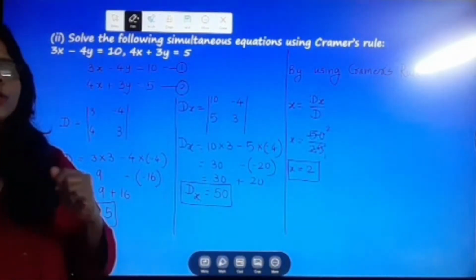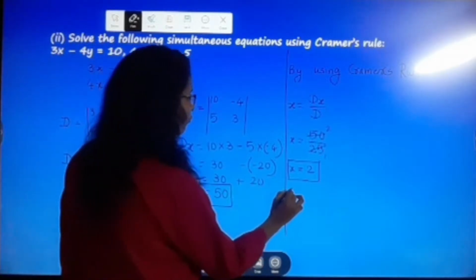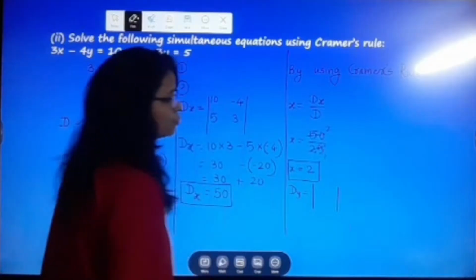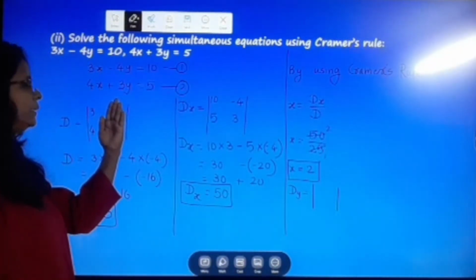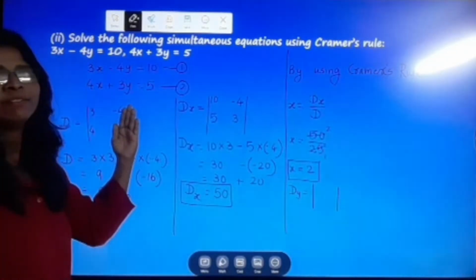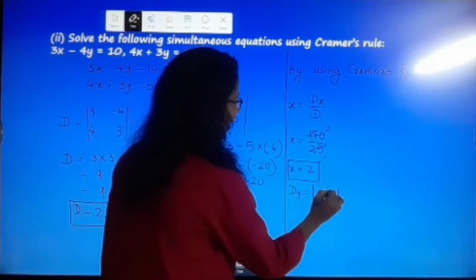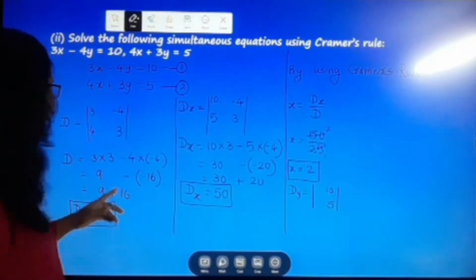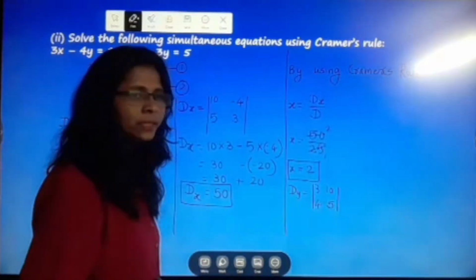Okay, now there is a job to find out D of y. So how can we find out D of y? So here D of y, that means you hide, in the D, the coefficient of y, and in the place of the coefficient of y, you write down the constant. So here I write down the 10 5 and write down the coefficient of x as it is. So here 3 4. Okay students, here 3 4.